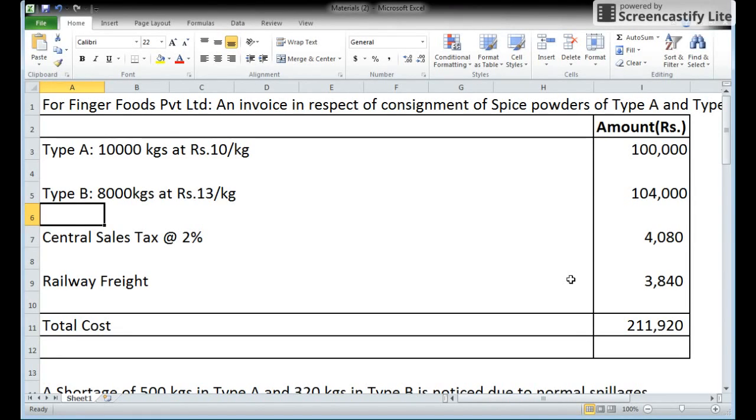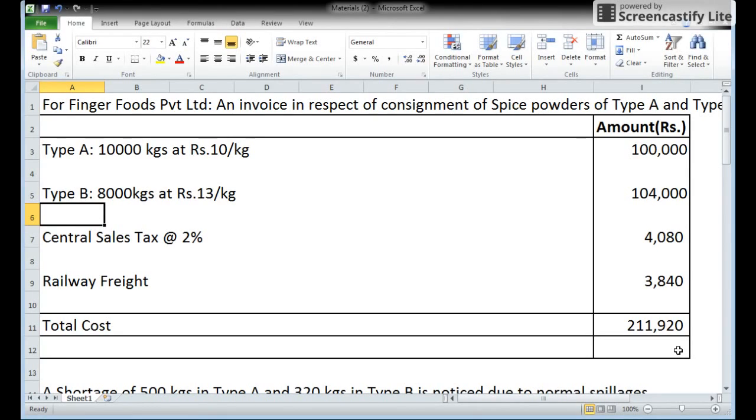For Fingerfoods Private Limited, an invoice in respect of consignment of spice powders of type A and type B provided the following information. 10,000 kgs of type A was purchased at rupees 10 per kg and the total cost of type A was 1 lakh. 8,000 kgs of type B was purchased at rupees 13 per kg and the total cost was 1.04 lakh. Then the central sales tax came to 2%, which was 4,080. Then the railway freight, which came to 3,840.